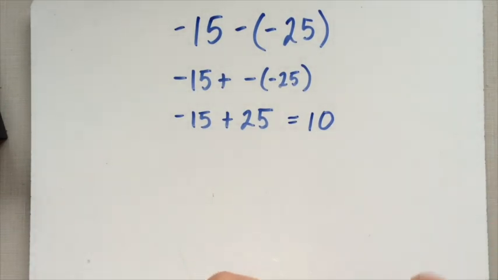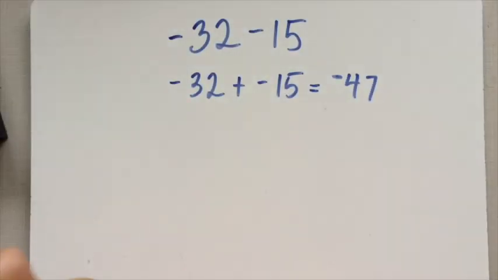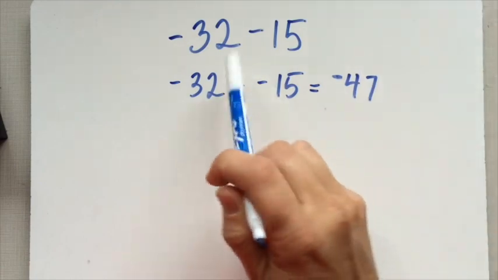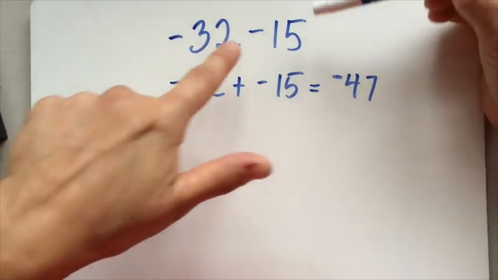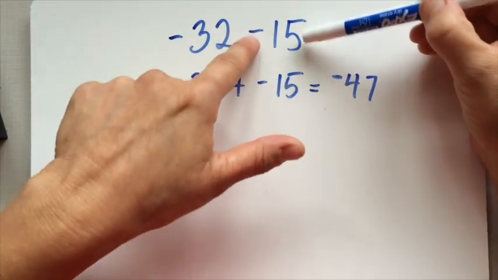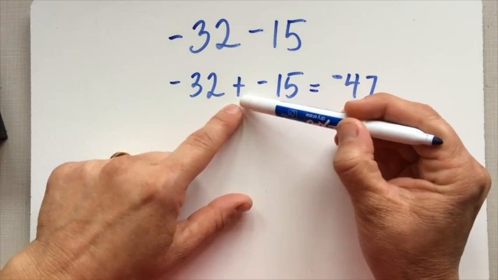How'd you do? Can we do one more? All right, here is your last practice problem. Negative 32 minus 15. Give it a try. All right, we took this negative or minus 15 and we pushed it over. You can see it's still right here. The minus and the 15 are still right here. And we just put this plus sign in front of it.